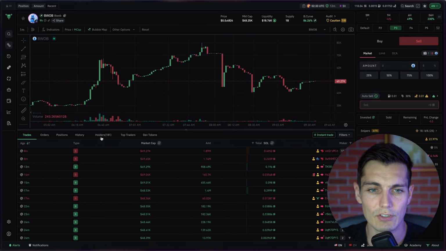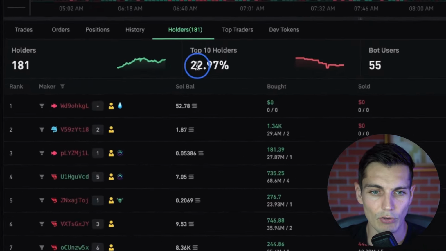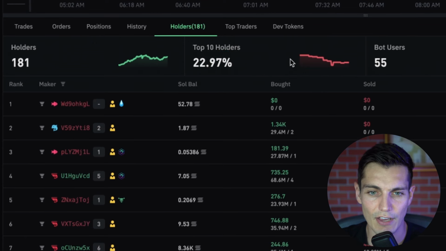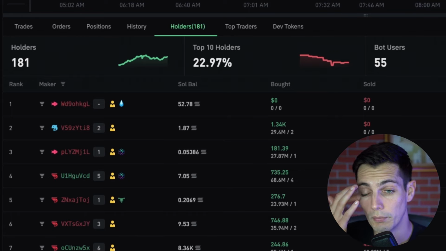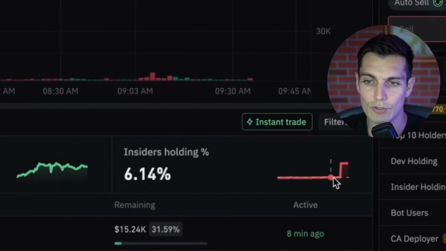I'm just clicking to show you the holders tab. We can see the top 10 holders. We are at 22.97 and it starts to go down. Now, number of bot users, we see 55 and it seems to be stable now. So nobody is really having any interest in this coin, and insiders holding is growing.